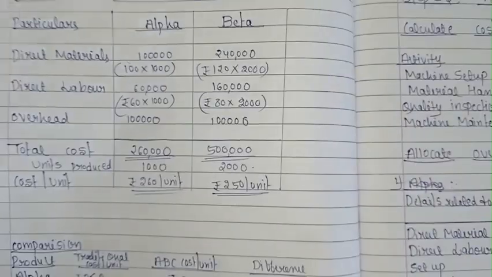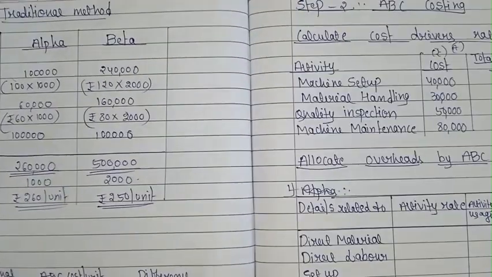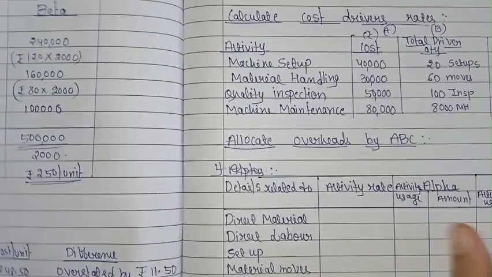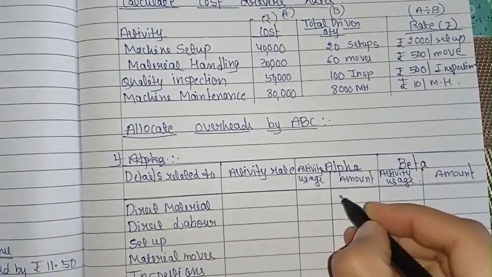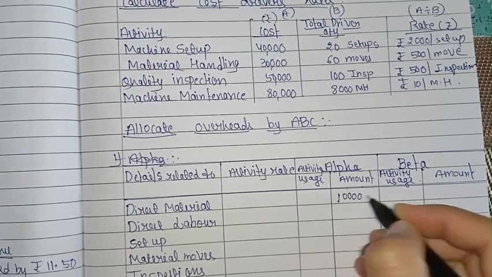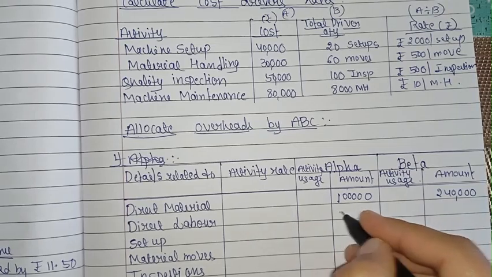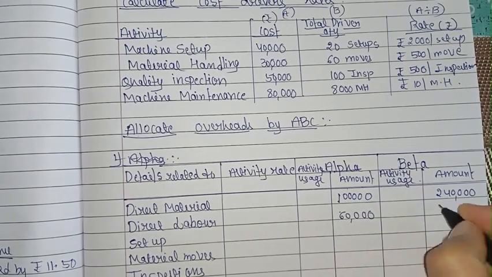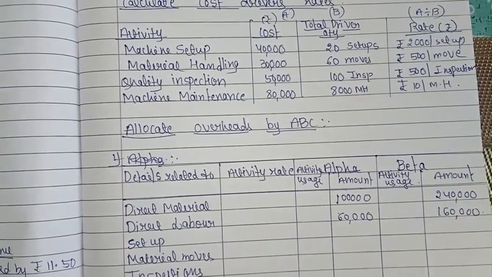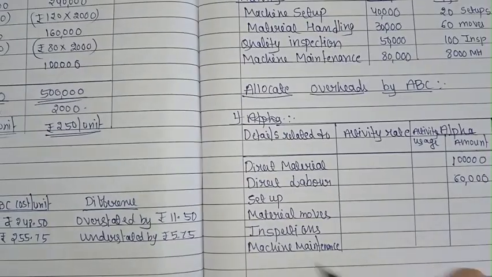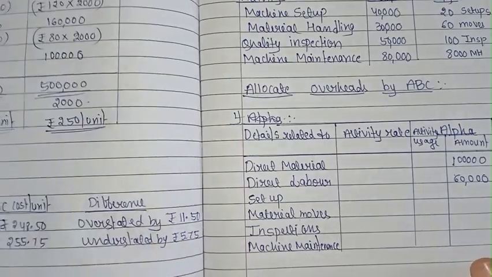And direct materials, you need to enter the amount directly here. So direct materials, how much? Here we have calculated, under the traditional method, that is rupees 1 lakh. Under alpha I will write 1 lakh, under beta 2 lakh 40,000, and direct labor also 60,000, 1 lakh 60,000. Clear? Now overheads: setup, material moves, inspection and machine maintenance.